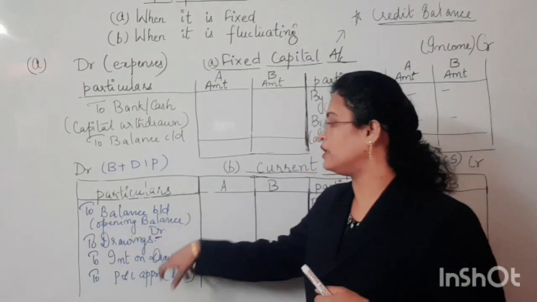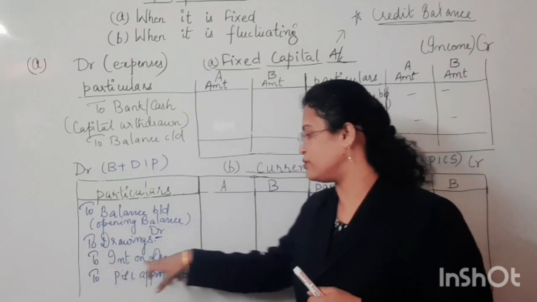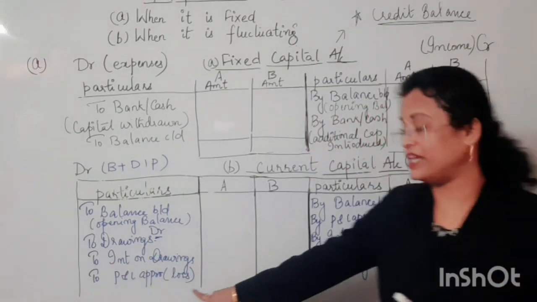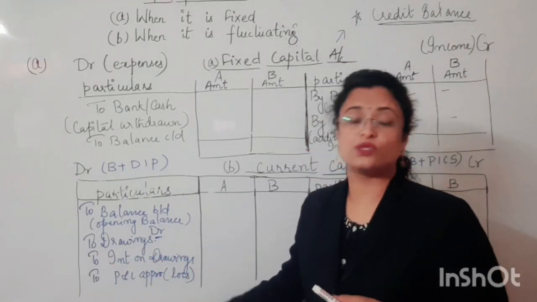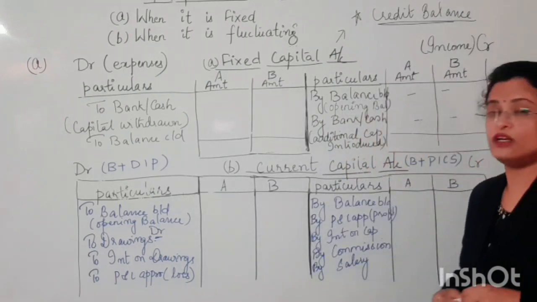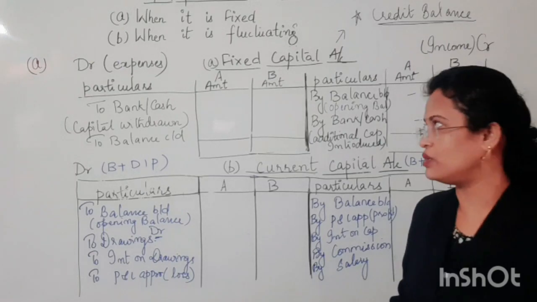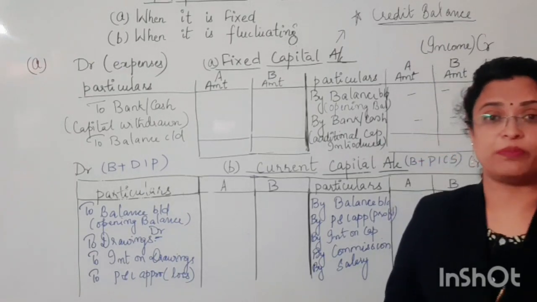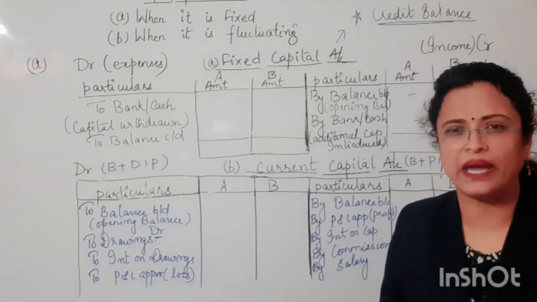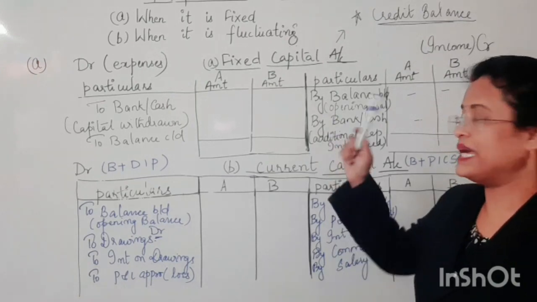To balance brought down, then it comes to drawings, to interest on drawings, and to P&L appropriation if the firm is having a loss while preparing the profit and loss appropriation account. So this is actually the format of what, children? This is actually the format of the partners capital account which we are supposed to prepare when it is fixed.